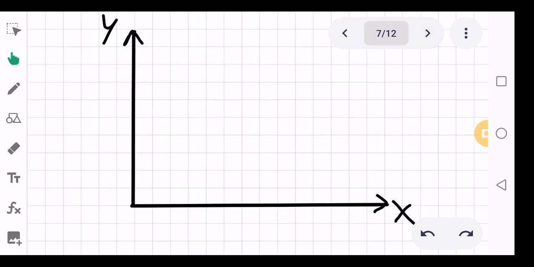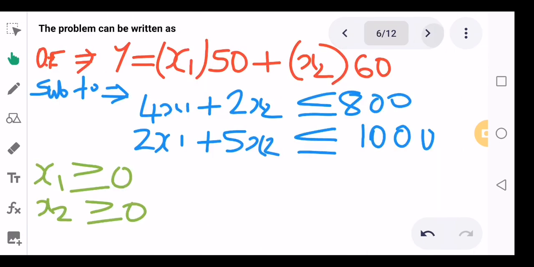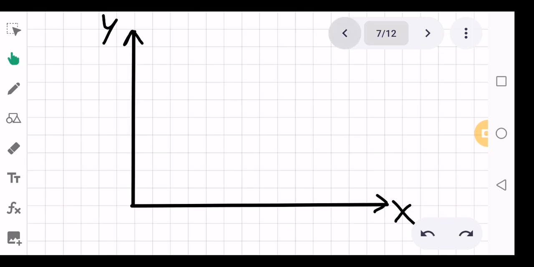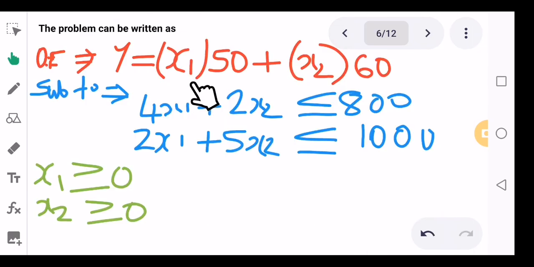To find the solution we'll be using a graph. Before we use the graph, we need to find certain values, the values of x1, x2 and so on. The first thing you have to do is take the constraints into consideration. With the help of these two equations, you should be able to find the values of x1 and x2. I'll be telling you how.